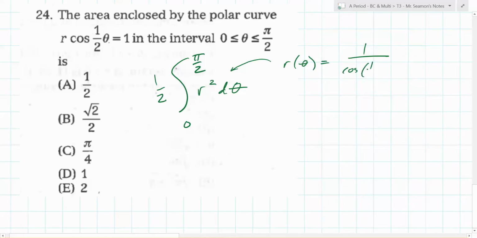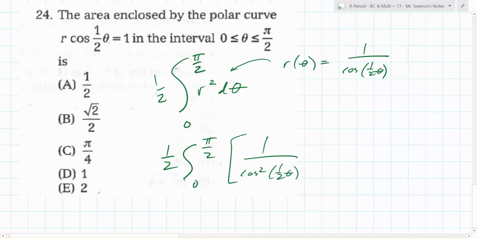1 over cosine of 1/2 theta. So what are we looking at here? 1/2 integral from 0 to pi over 2 of 1 over cosine squared 1/2 theta d theta. Was this a calculator one or a non-calculator one? Looks like a non-calculator one. Nice. So you have to integrate that.